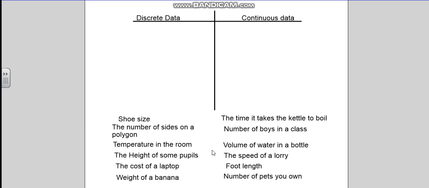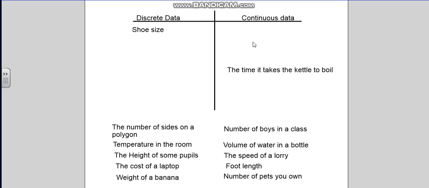Okay, so hopefully you've had a chance to do that. Make sure you understand, but we'll just check through. So shoe size, as I mentioned before, is one of those ones, it's not counting data, but it is discrete because you can only take certain values. You can only be 3 or 3.5 or 4. Okay, you can't be 3.2. Okay, the time it takes the kettle to boil, well, time is a measurement and that is continuous.